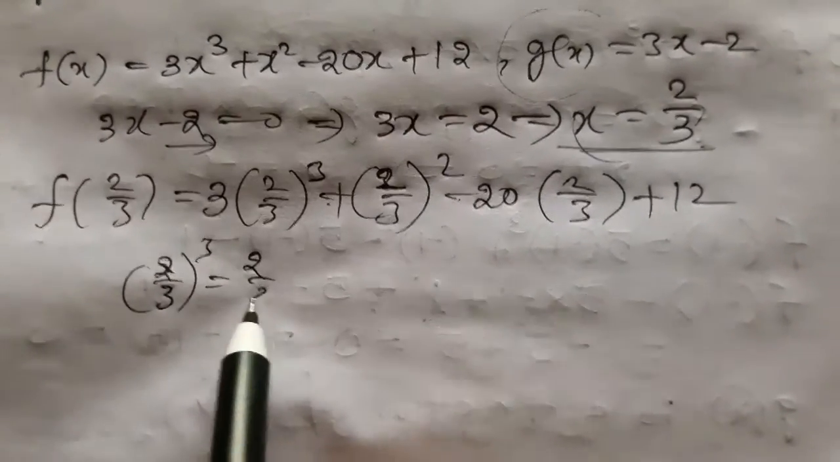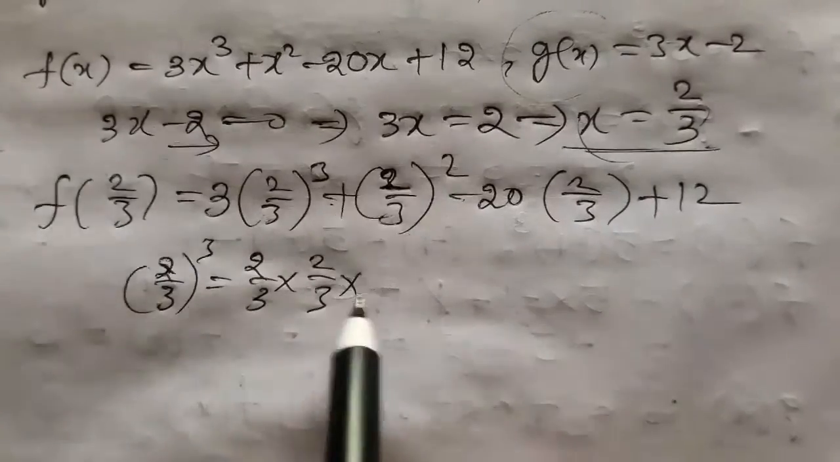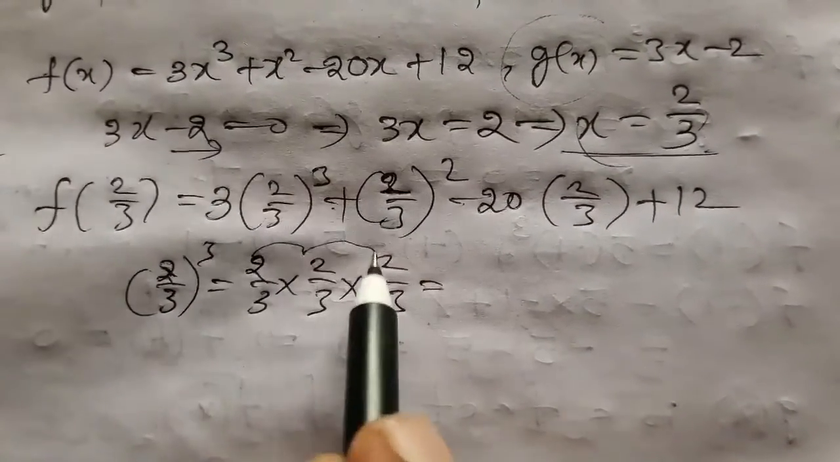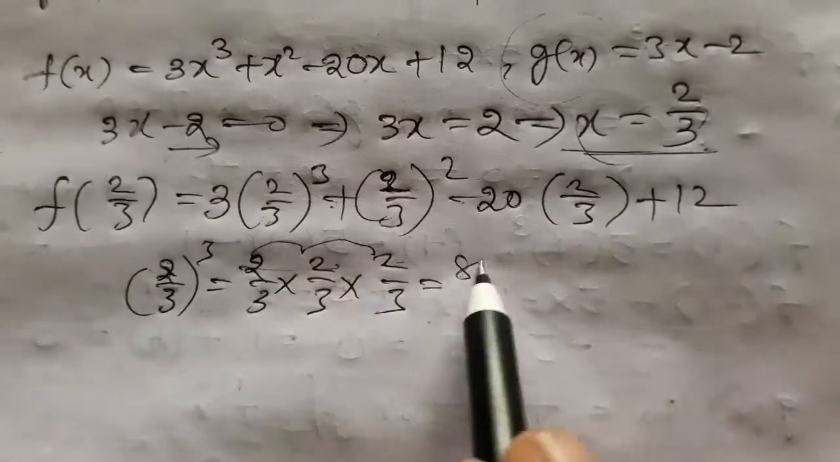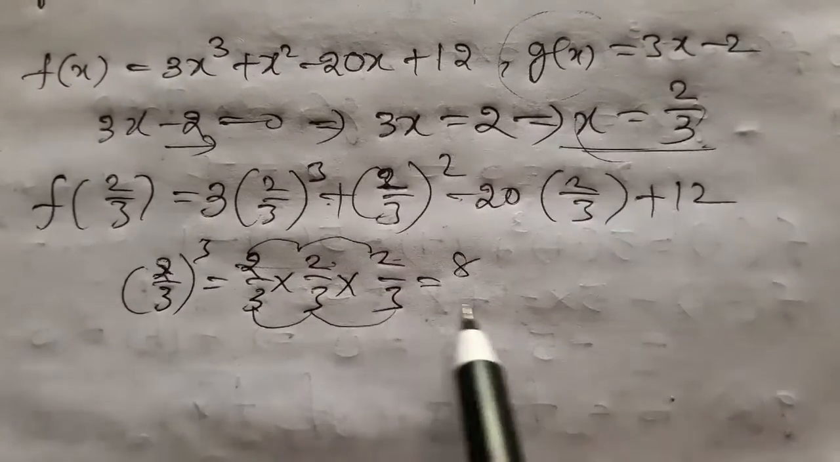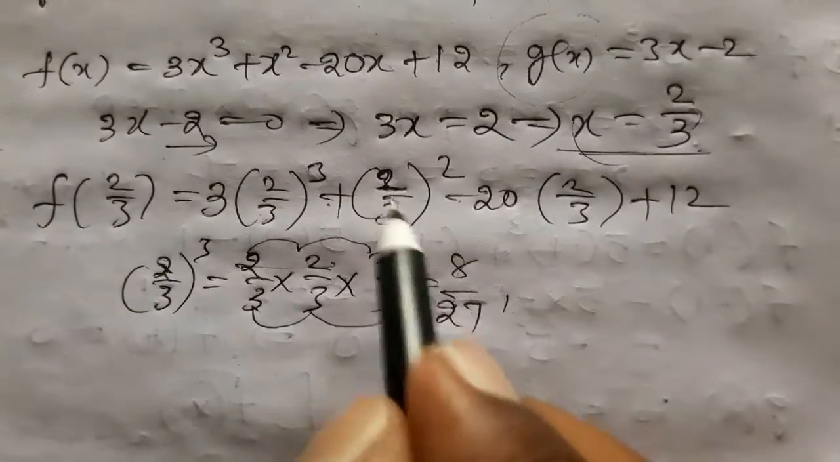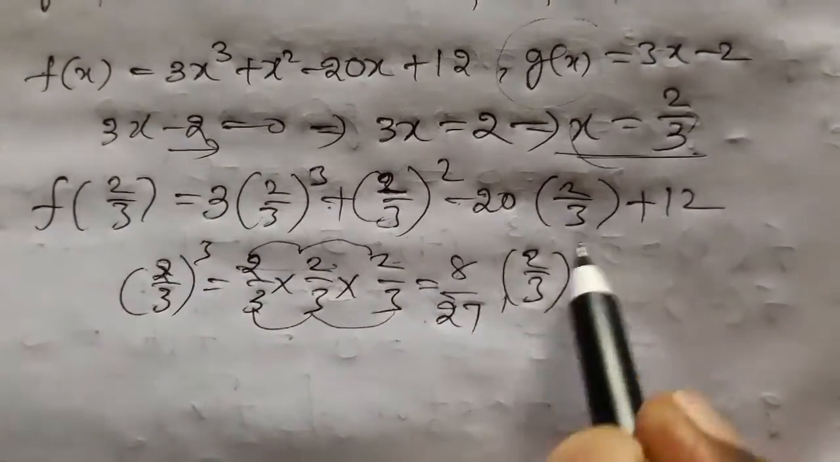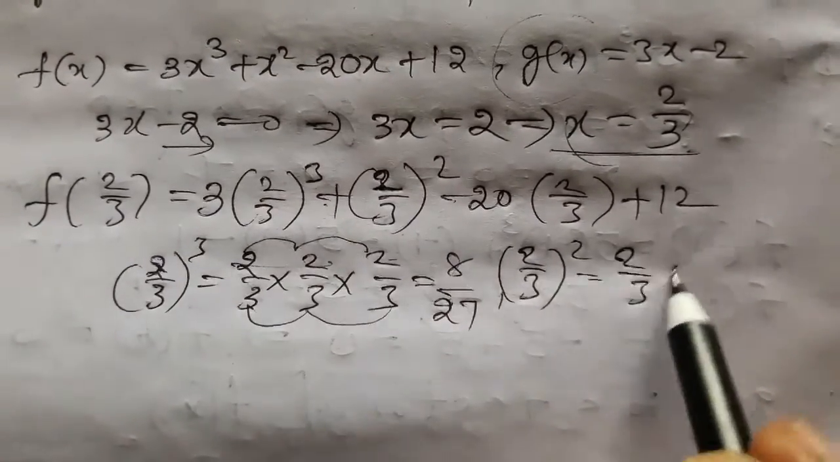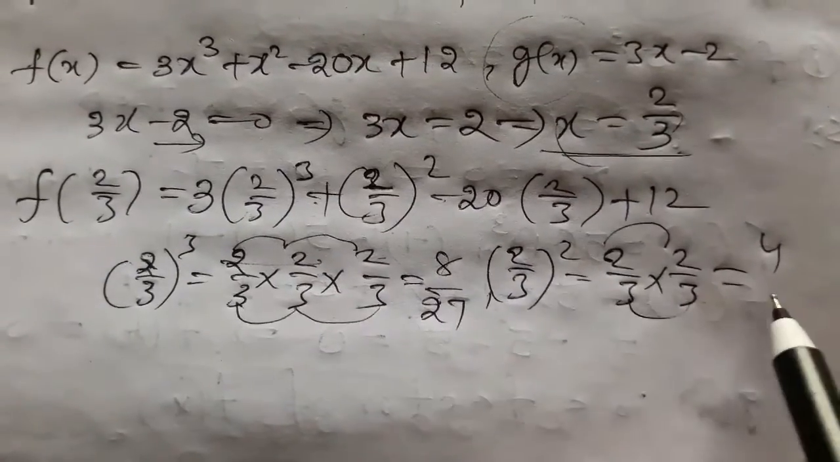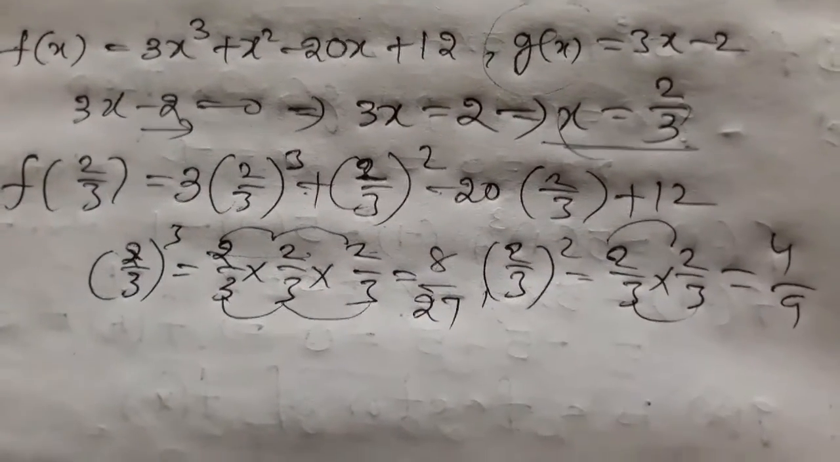That means 2 by 3 multiplied by how many times? 3 times. That means 2 into 2 into 2. 2 2s are 4, 4 2s are 8. 3 3s are 9, 9 3s are 27. Now see here, 2 by 3 whole square means 2 by 3 multiplied by how many times? 2 times. 2 2s are 4, 3 3s are 9, isn't it?